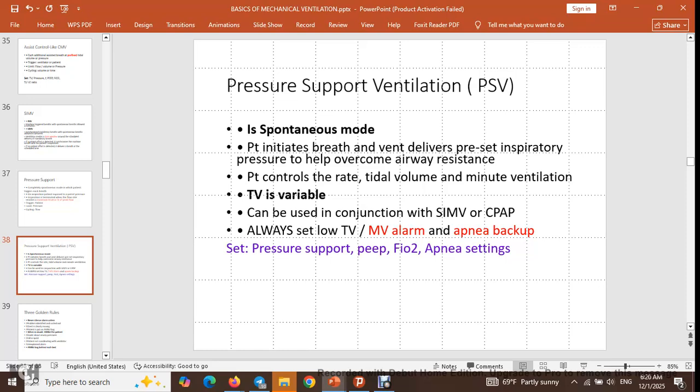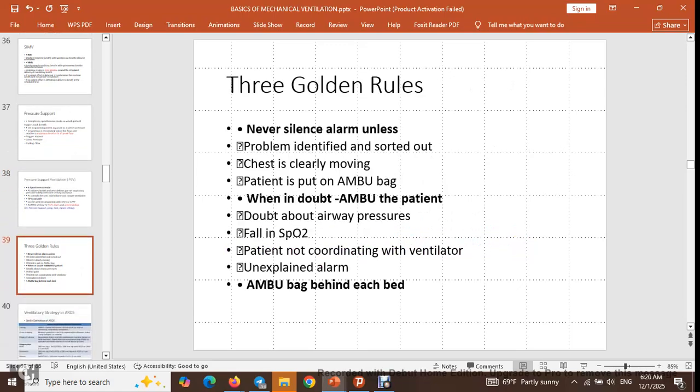Always set low tidal volume, minute ventilation alarm, and apnea backup. So that when the patient is apneic in support ventilation, the backup apnea ventilation will start and give the set controlled ventilation. In this case, we will set the pressure support, PS. We can start from 6 to 10, 12, and the other settings are PEEP, FiO2, and apnea settings. These are the things which should be done in pressure support ventilation.